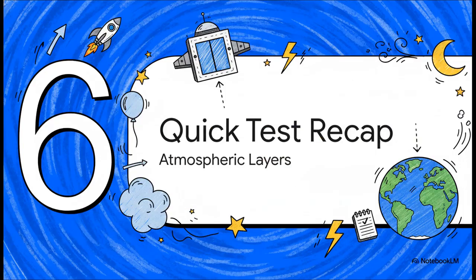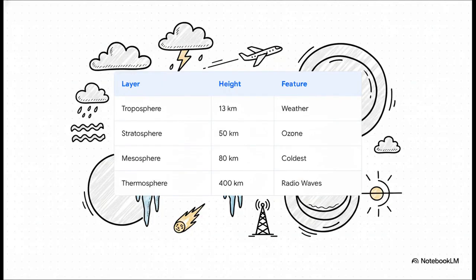All right, let's bring it home with Section 6, your quick test recap. Okay, our elevator has officially reached space, so it's time to consolidate everything for your exam. If you're going to screenshot anything, this is it. So, the crucial point is firmly linking the altitudes with the core traits.